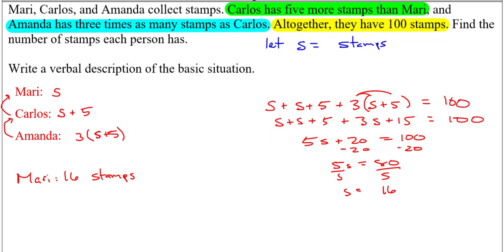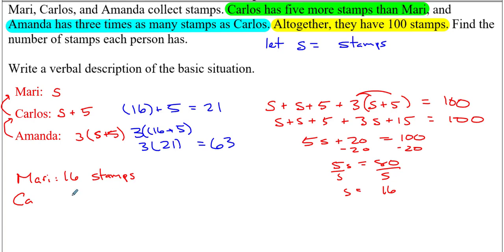Now we need to use this solution here, this 16, to find out what Carlos is. So if we were to substitute that 16 for S, we get 16 plus 5, which is equal to 21. And then down here, we want to sub that in again. We get 16 plus 5. 16 plus 5 is 21. 21 times our 3 is going to equal 63. Okay, so now we found out what Carlos is.